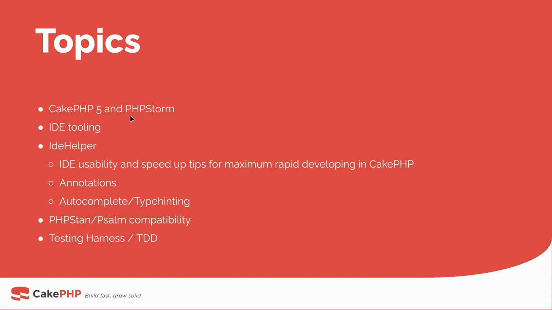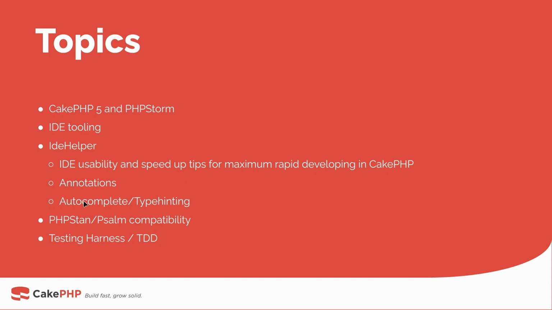So today we focus on CakePHP 5 and in this specific case PHP Storm, because it together with some of the tools fit very well to this approach. Ideally also other IDEs have similar tooling and can help to really speed up local development. So we talk a bit about the tooling that we're going to use. We talk specifically about the IDE helper and how it can also help to speed things up and to really help in this rapid development approach.